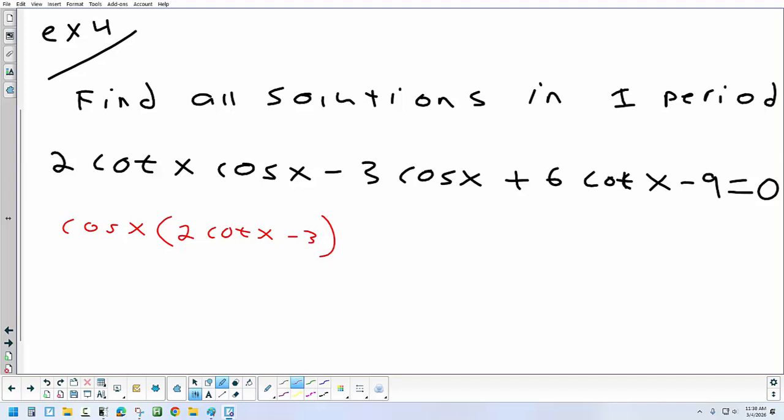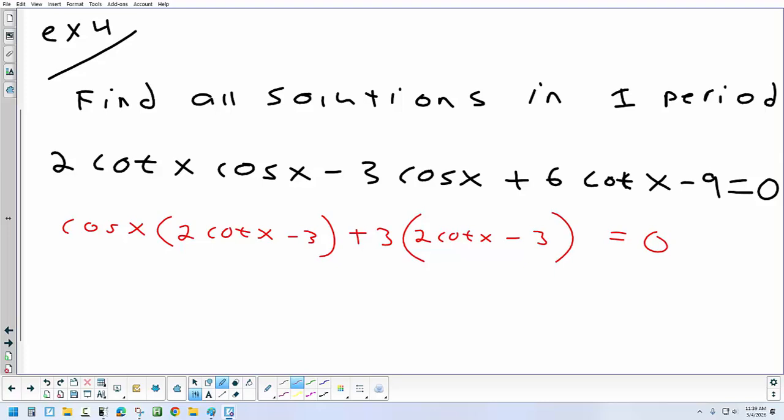And let's look at the last two. What do those both have in common? 6 cotangent x and minus 9. Yeah, a 3. So I'm just deciding if I want to factor out a 3 or a -3. Yeah, let's do a 3. What do you get if you factor a 3 out of the last two terms? 2 cotangent x minus 3.